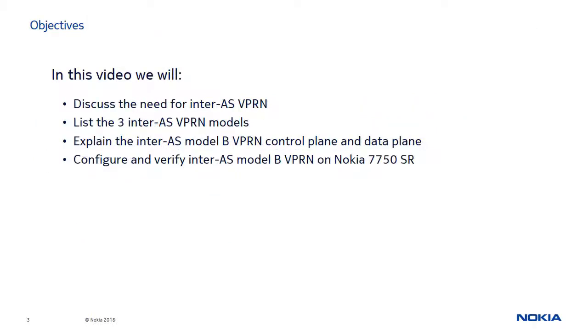In this video, we will first discuss the need for Inter-AS VPRN and list each of the three models. We will then further explain the Inter-AS Model B VPRN control and data planes, followed by a lab session to configure and verify Inter-AS VPRN on the Nokia 7750SR.